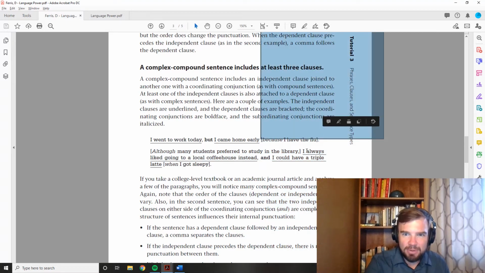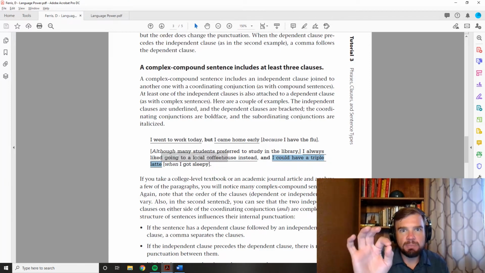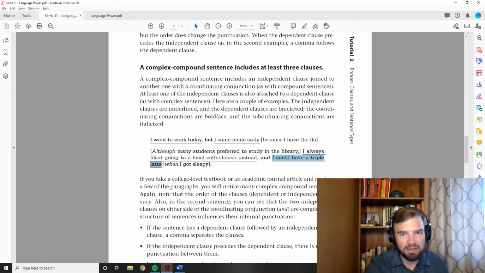And remember, if it's underlined, I always liked going to a local coffee house instead. I could have a triple latte. Independent clauses. Those could be simple sentences by themselves. These other clauses in the brackets, they're dependent, right? They need more support. They need help from the independent clauses.